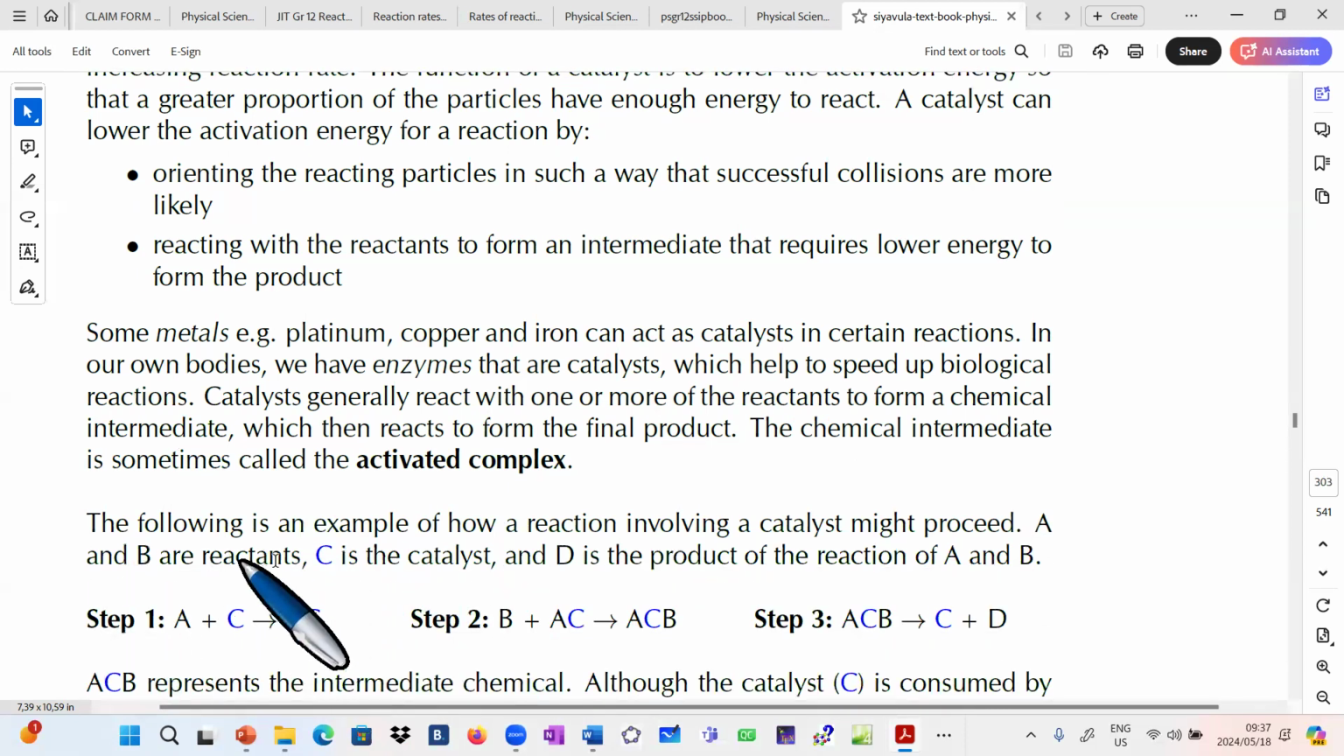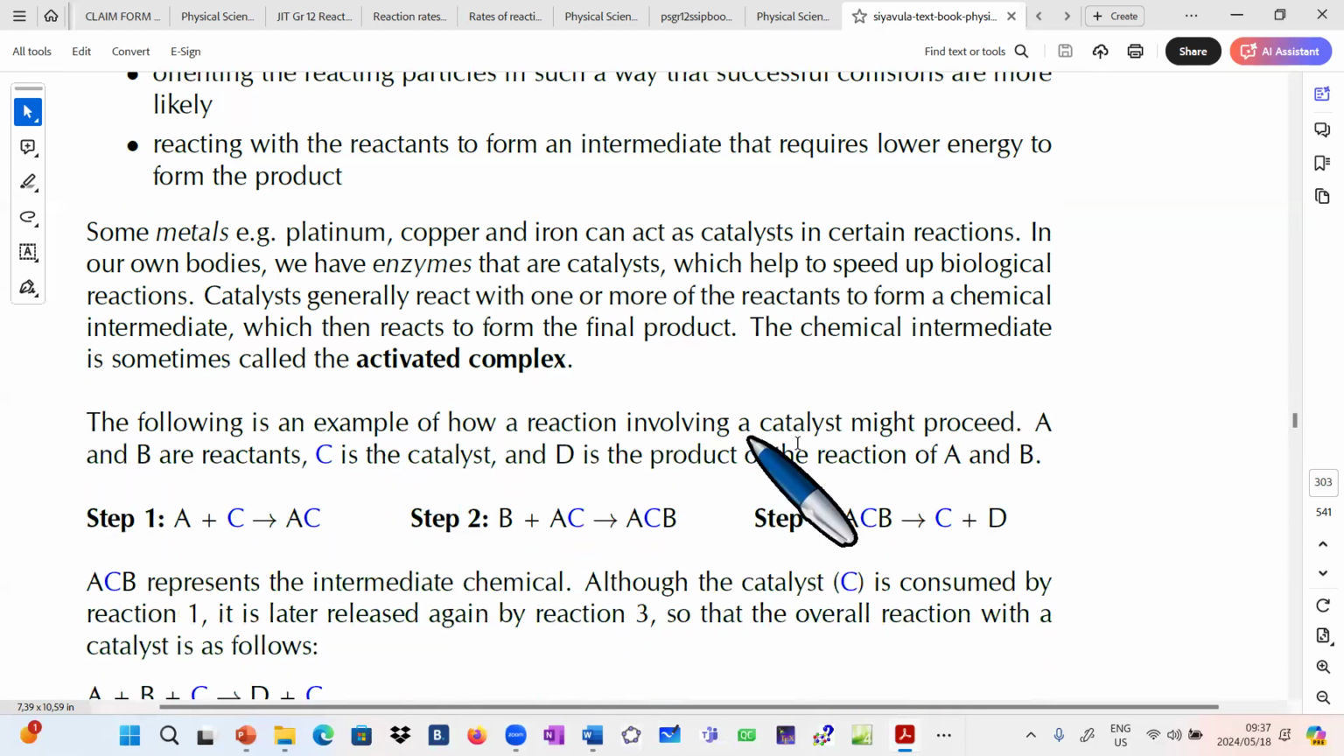The following, for instance, is an example of how a reaction involving a catalyst might proceed. A and B are reactants, and C is a catalyst. D is a product of the reaction of A and B. We continue. In step one, we react reactant A with the catalyst C to form AC. This is just a general chemical reaction.